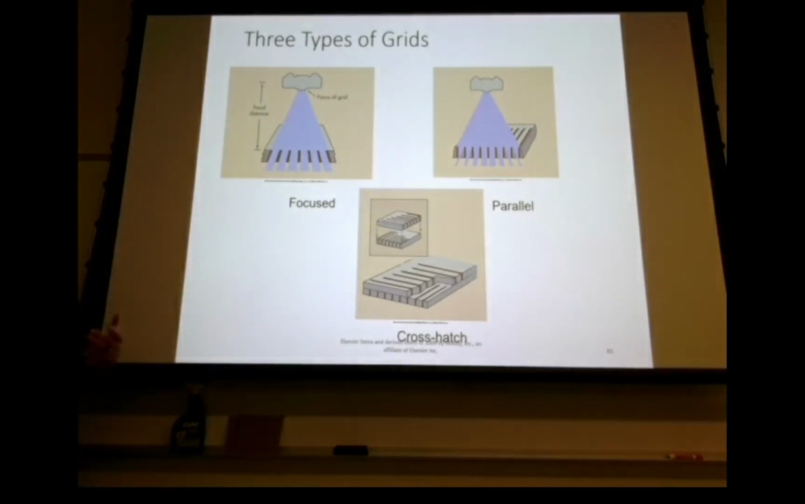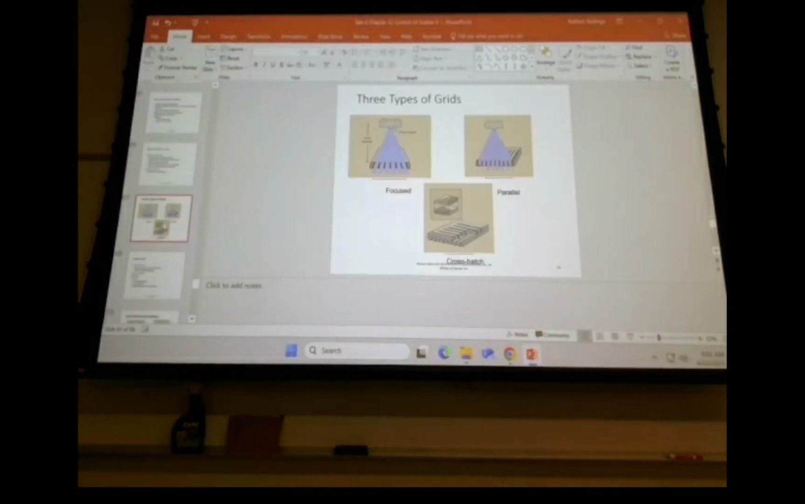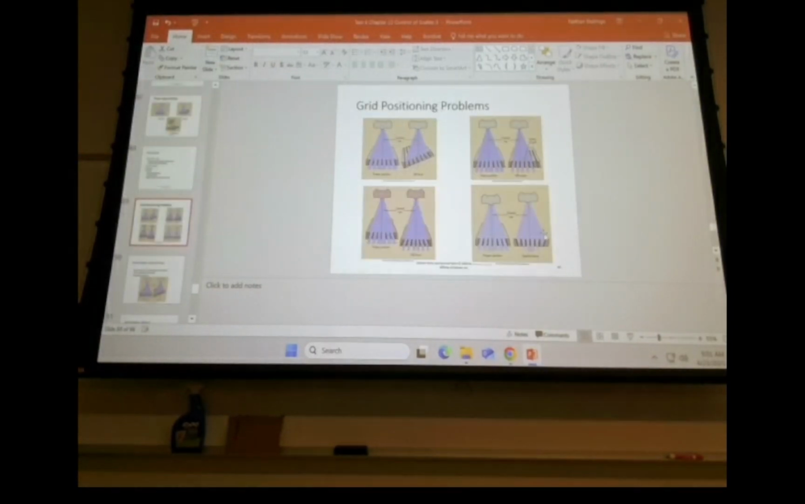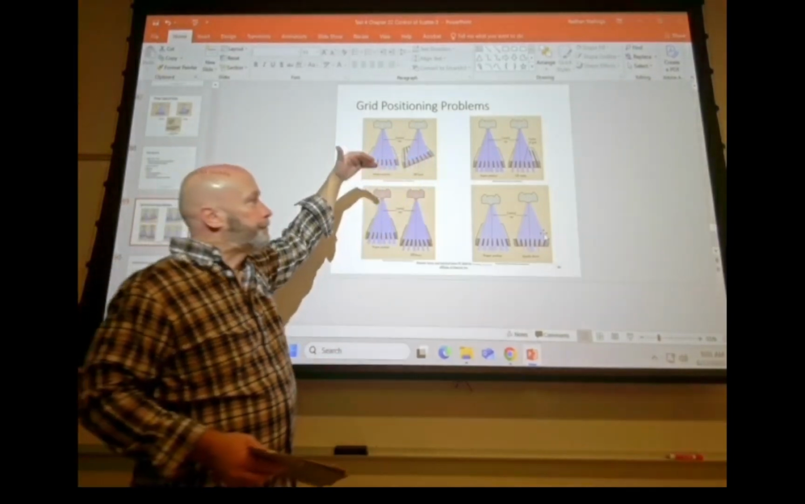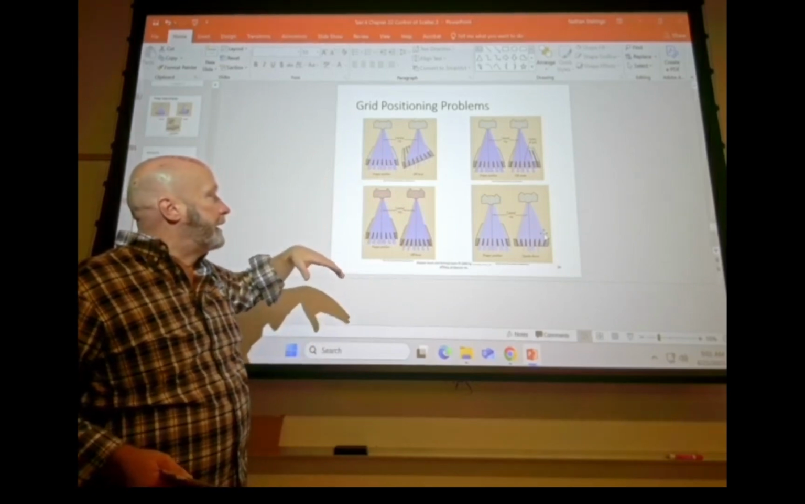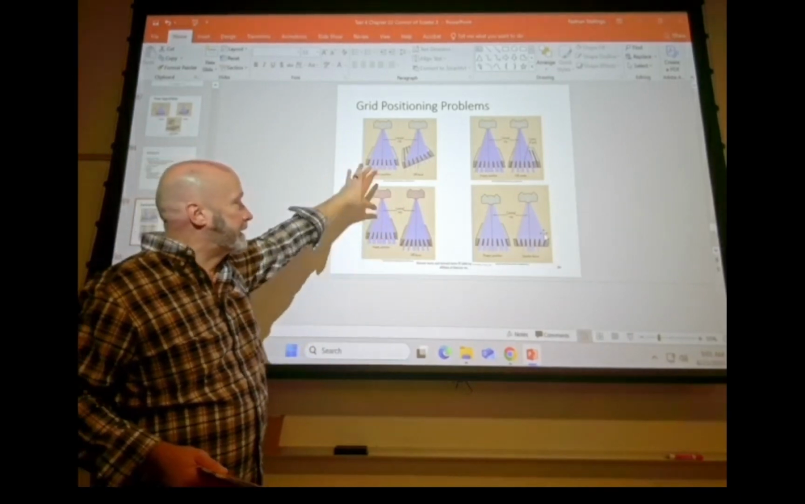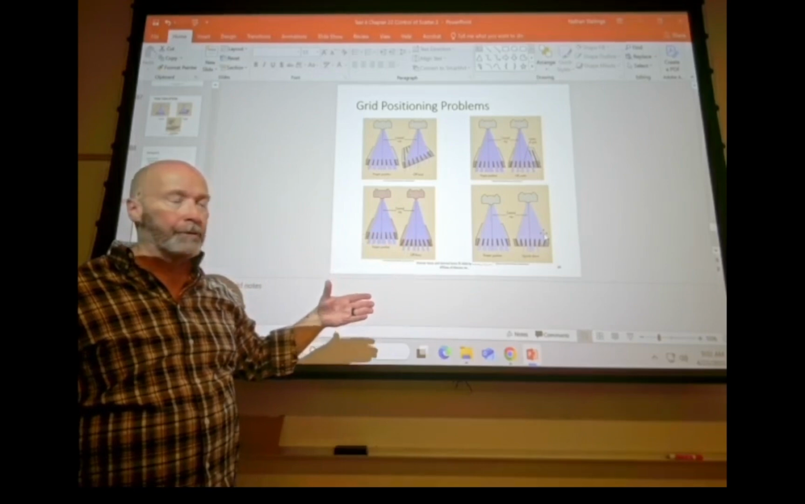Okay, so the universal problems that you're going to have with all grids are these things. If your grid is tilted, regardless of what type of grid you're using, that's what sometimes we'll refer to as off-level. Off-level grid, you're going to have grid cutoff all the way across your image. If you have a focus grid and you exceed the focus, you get it either too close or too far away, that's off focus, and you're going to have grid cutoff in the periphery.